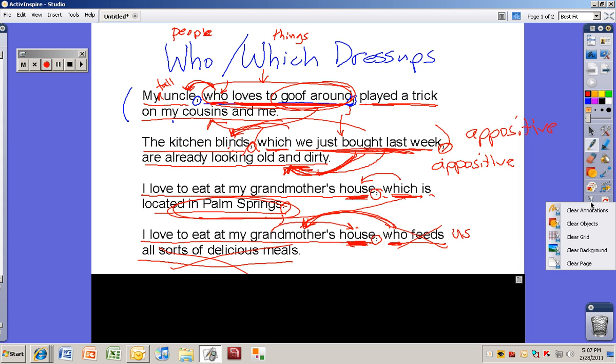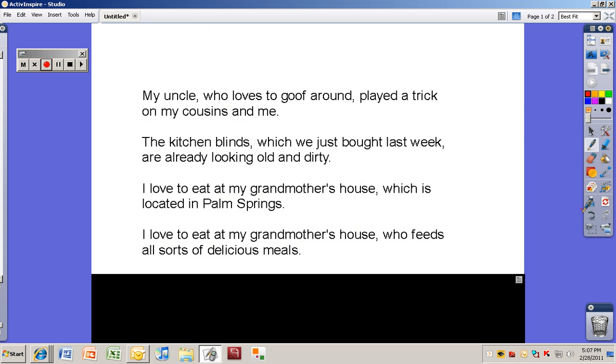Now, one other thing I'd like to show you is that when you do a who which dress up, you want to underline just the word who or the word which to show that you used a who or which dress up. Now, of course, this is a bad one, but that's where you put your underlining. That indicates, hey, teacher, I did my who which dress up right there. There it is. I underlined the word.